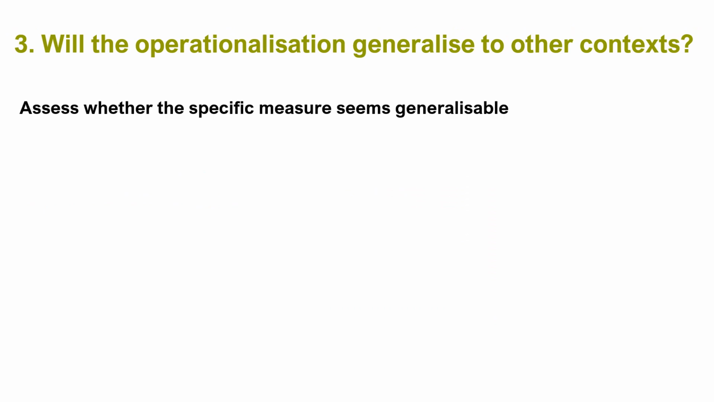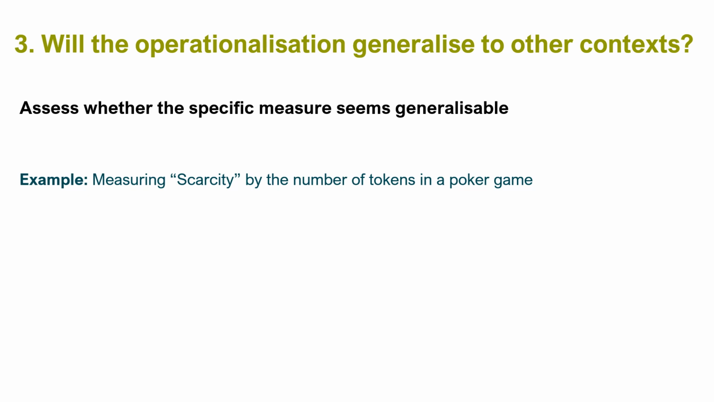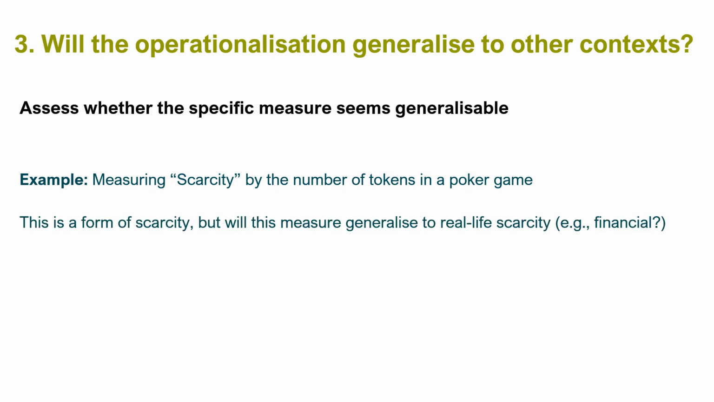Relatedly, you can assess whether the specific measure seems generalizable to other contexts. So as an example, a study might measure scarcity by manipulating the number of tokens participants get in an online poker game. This does seem to measure scarcity, having more or less, but do you think that this measure would generalize to real life scarcity, such as poverty? If the paper talks about poverty and the effects of poverty in the introduction and in discussion, and perhaps makes strong claims about this based on their findings using this poker game operationalization, that might be something that you want to comment on in your critical reflection and something that is worth unpacking.